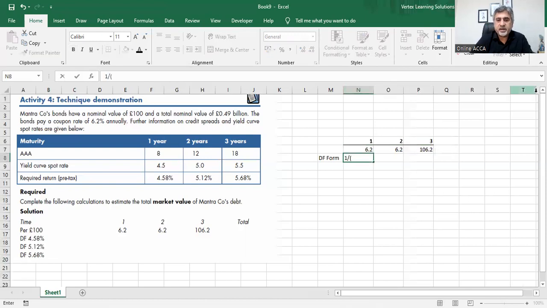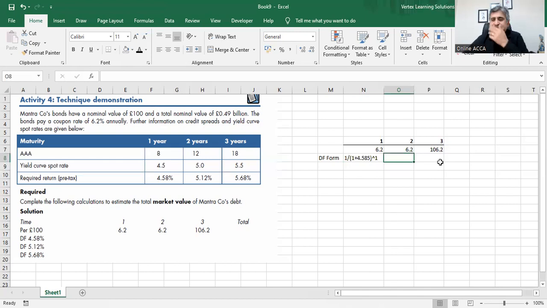So it says 1 divided by 1 plus 4.58%. And I will take it power 1, okay? Power 1, I'll take it like this. This is the formula I'm using for year 1. For year 2, the discount factor formula is always like this, remember? 1 divided by 1 plus i power n. This is what I'm doing. Instead of taking i, the cost of capital, I'm taking 5.12. This is my real cost.